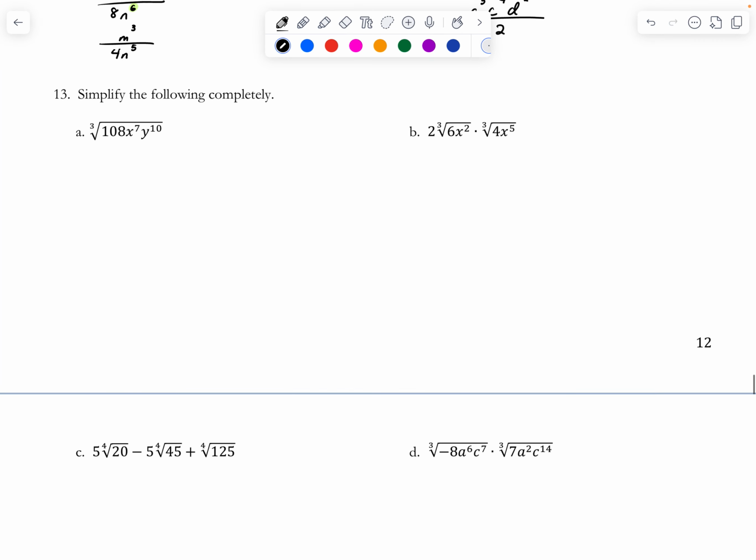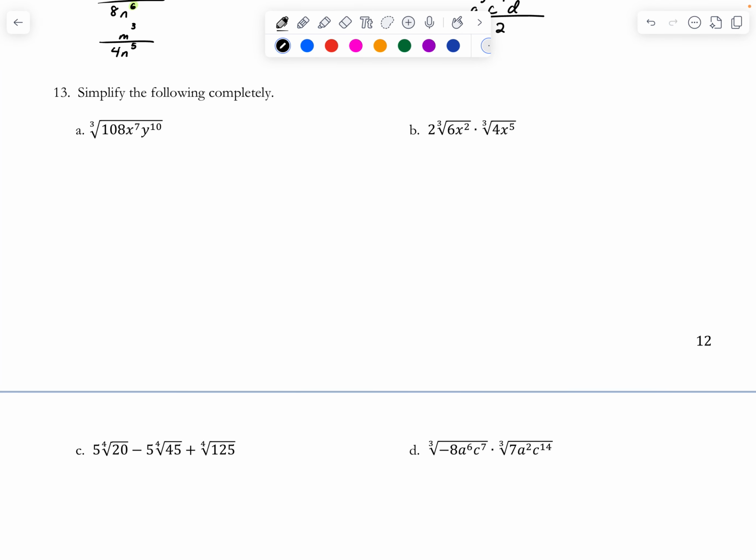In this part of the review videos, I'm going to just go over simplifying some radical expressions. All right, the next part, I'll get into solving these radical equations and then graphing them.